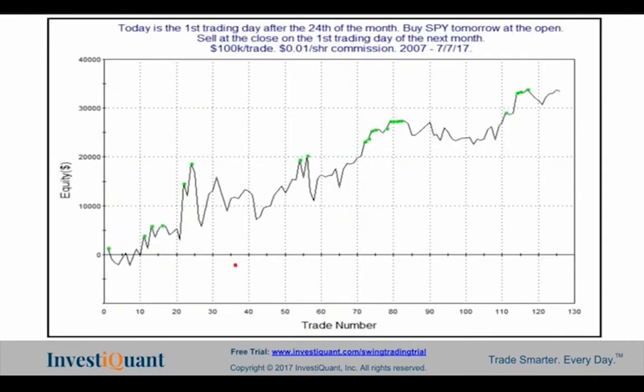Let's take a look at the profit curve, which is pretty good. Again, going from lower left to upper right, that's the direction you want to head. There have been flat periods or periods of moderate drawdown, but for the most part, the end of month seasonality has been a fairly steady edge over the last 10.5 years. So it's something that traders may want to pay close attention to.